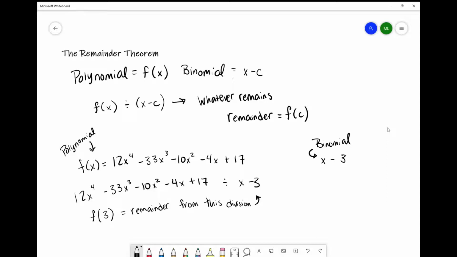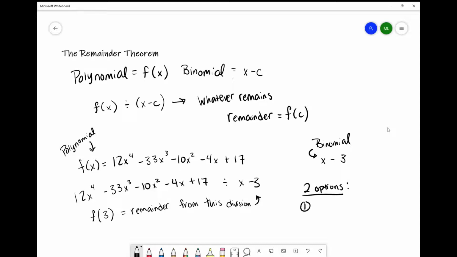So I want to figure out the remainder of this big polynomial that has a degree of 4 divided by this binomial x minus 3. Now, f of 3 is going to be the remainder from this division. So you have two options that you can use to solve this.